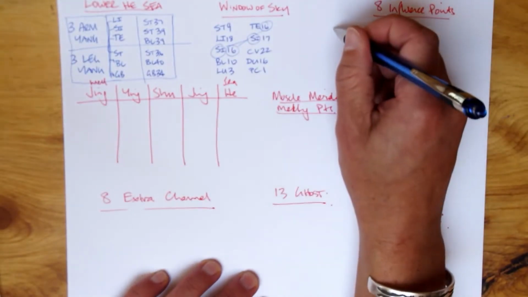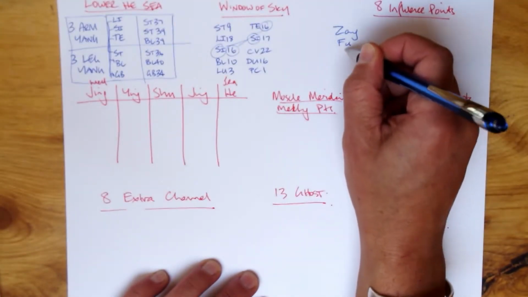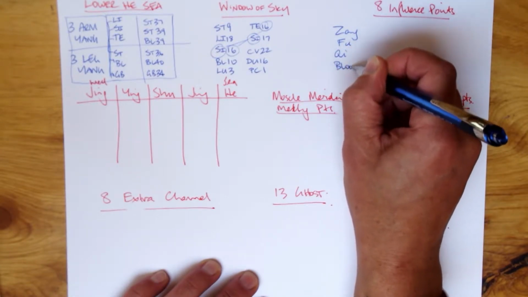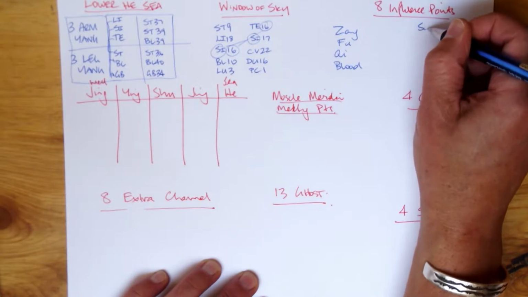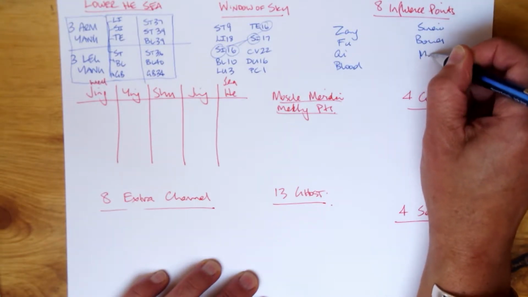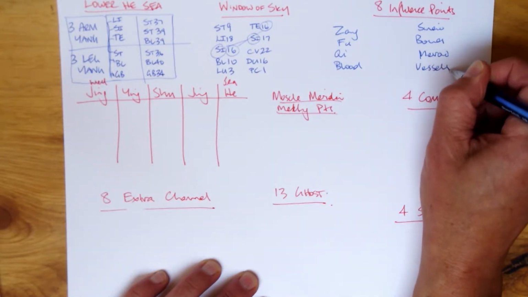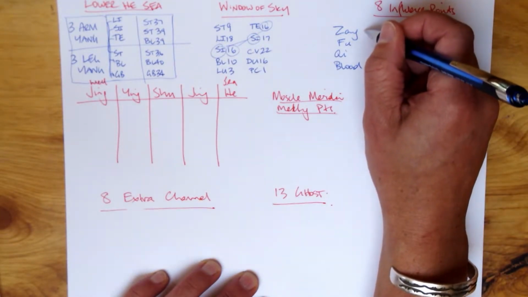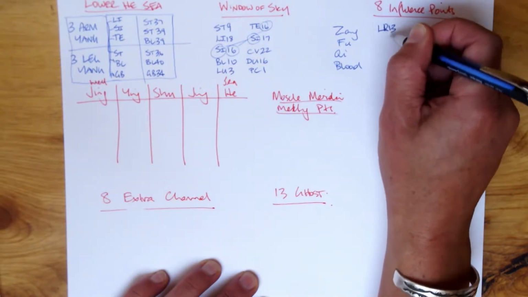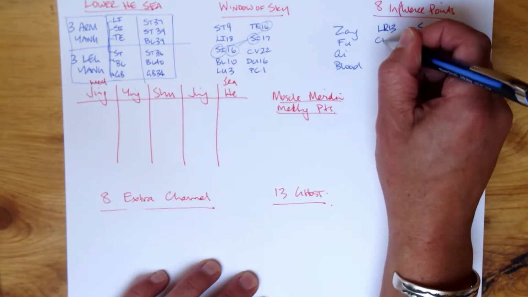The eight influence points, I first write these out: Zang, Fu, Qi, blood, sinew, bones, marrow, and vessels. So the Zang and the spleen represent that in the front mu point. So you can say Liver 13, the front mu point of the spleen. Front mu point of the stomach, CV12.